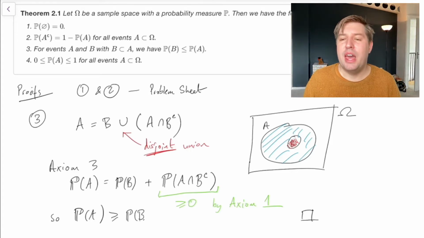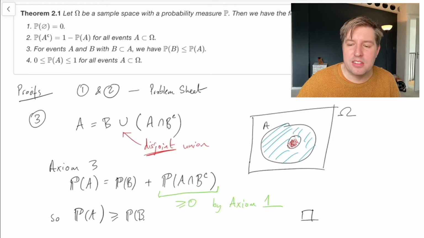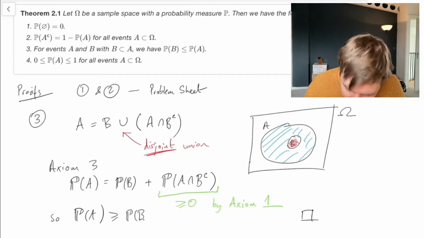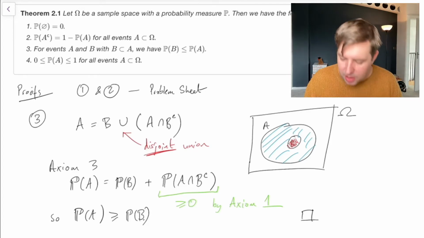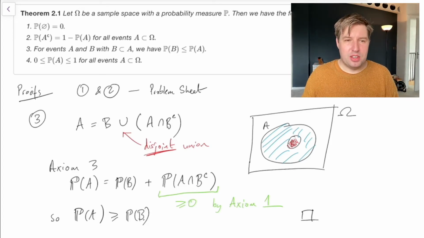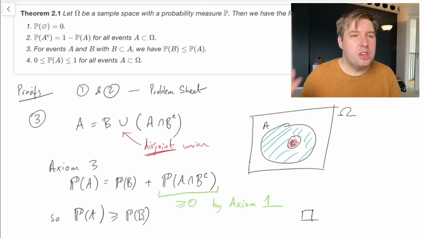I've written a little square there in the margin. A little square is what we often write in mathematics to say that we've proved the thing we're trying to prove. And there we've proved the third statement by using axiom 1 and axiom 3 by finding ourselves a disjoint union. And so when you try and solve numbers 1 and 2, you're similarly going to want to seek out a disjoint union like that.